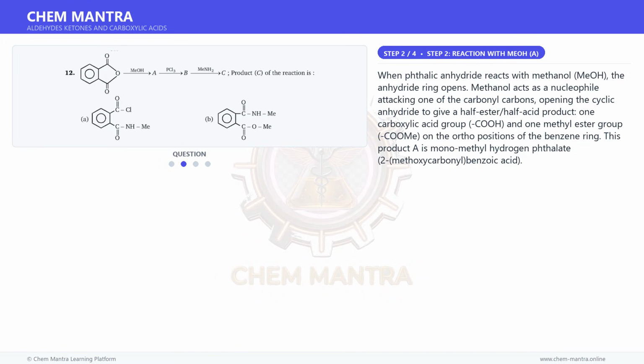Moving on to the next step. When phthalic anhydride reacts with methanol, MeOH, the anhydride ring opens. Methanol acts as a nucleophile attacking one of the carbonyl carbons, opening the cyclic anhydride to give a half-ester half-acid product, one carboxylic acid group, COOH, and one methyl ester group, COOMe, on the ortho positions of the benzene ring. This product A is monomethyl hydrogen phthalate, 2-methoxycarbonyl benzoic acid.